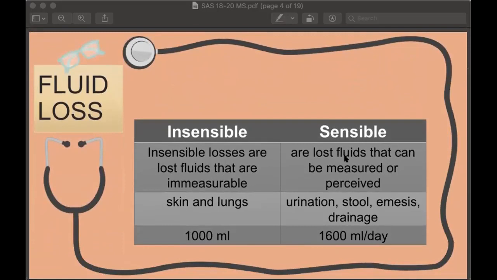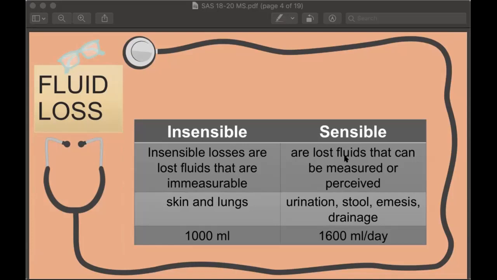So we have your fluid loss. This one is quite easy to understand. We have two types, your insensible and then your sensible fluid loss. Okay, insensible losses are lost fluids that are immeasurable. Actually, these losses, you cannot see. Here on the second row, it says the skin and the lungs. So you cannot measure, for example, the sweat. We cannot measure our sweat, okay? But we have here an approximation of 1000 ml per day.